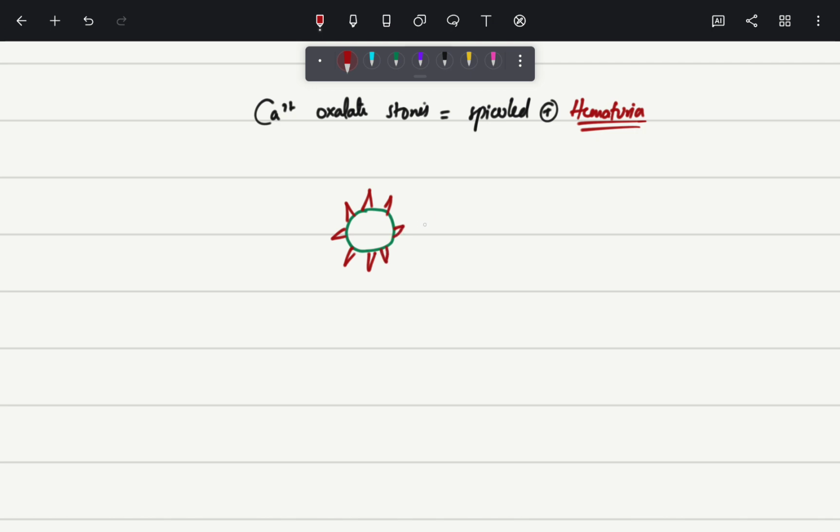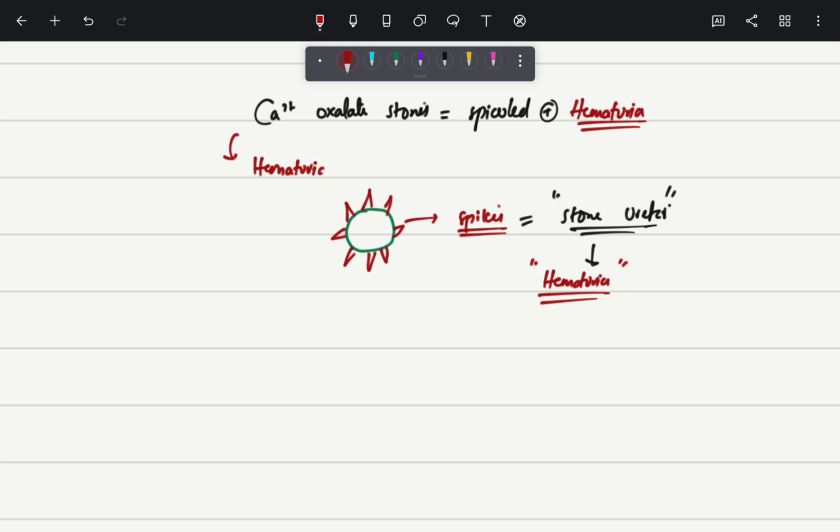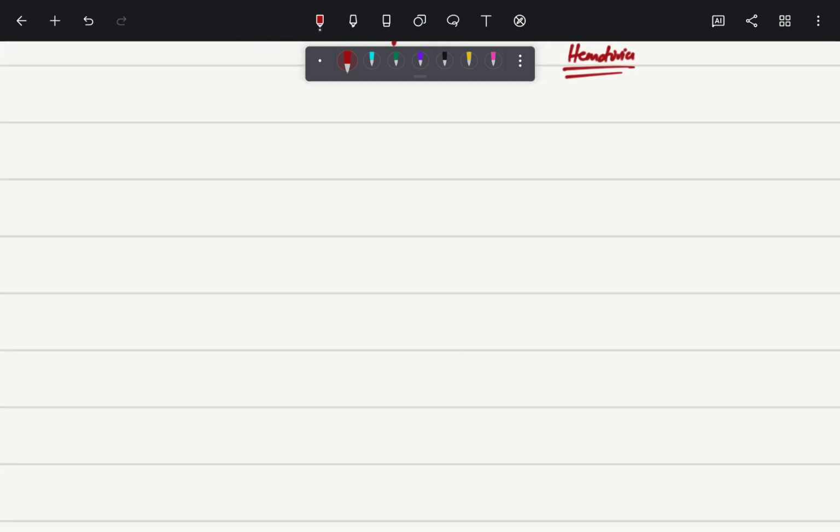Whenever there are spikes present on it and the stone passes through the ureter, obviously the epithelium will get ruptured and the patient can present with hematuria. I hope you are clear with this. So calcium oxalate stones can present with hematuria because the stones are spiculated, and whenever the stone is passing through the ureter, it will rupture the epithelium. Next we will talk about phosphate stones.